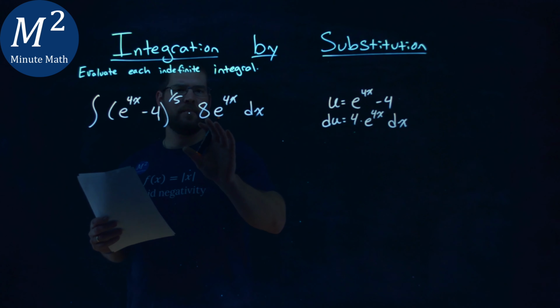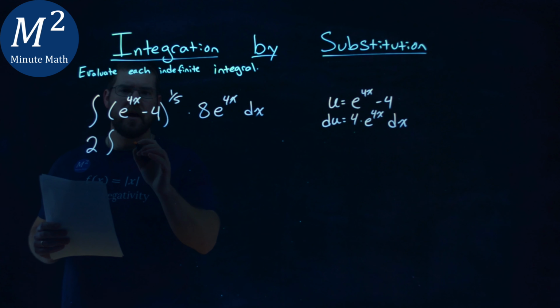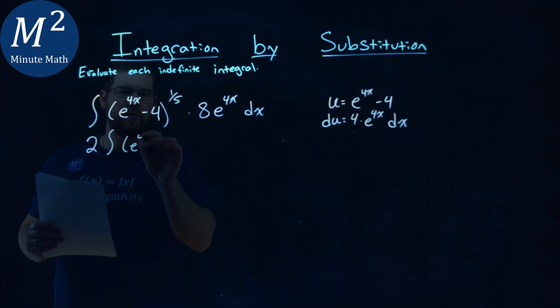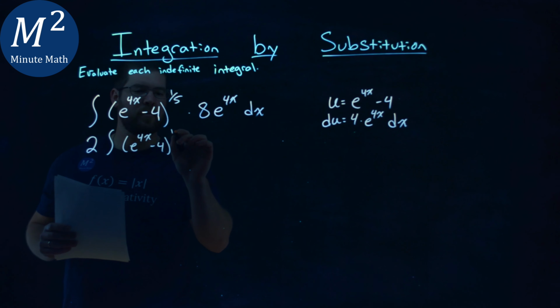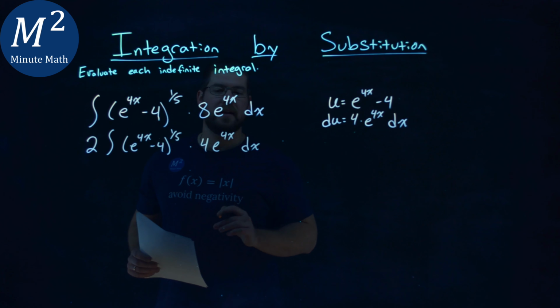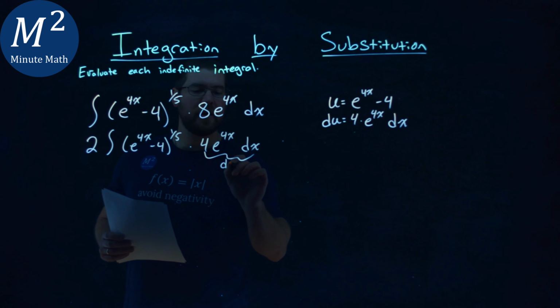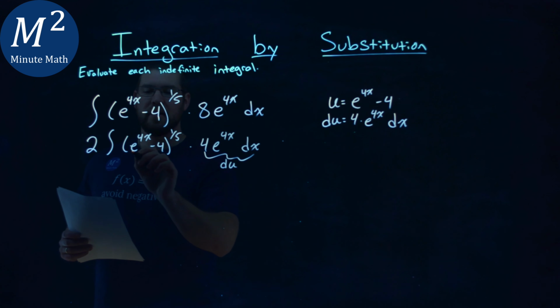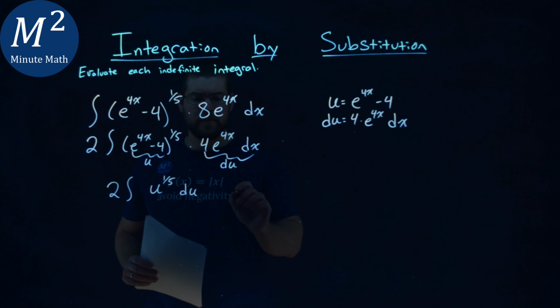If I pull out a 2 from the 8 and put it on the outside of the integral, which we can because it's a constant, we have then e to the 4x minus 4 here still to the 1/5 power times 8 divided by 2, which is that 4, e to the 4x dx. And now we easily have our du value right here and our u value. So let's go put that in. We have 2 times the integral of u to the 1/5 power du. Now that's a much easier integral to solve.